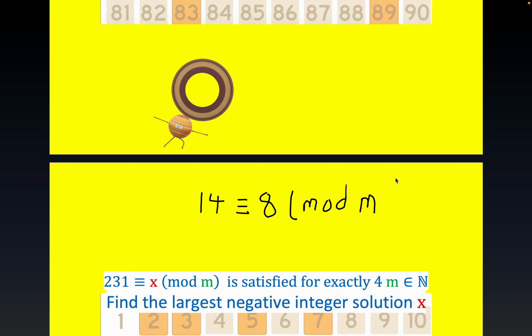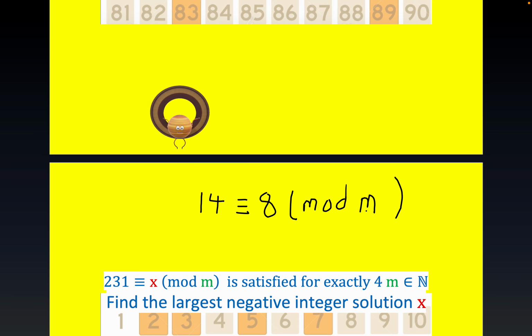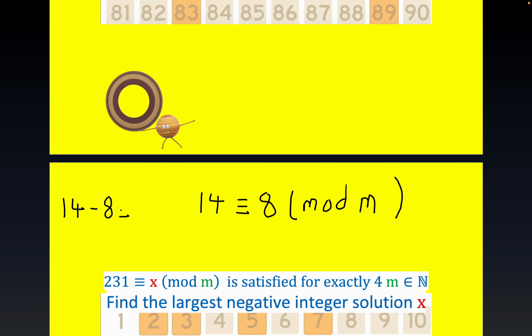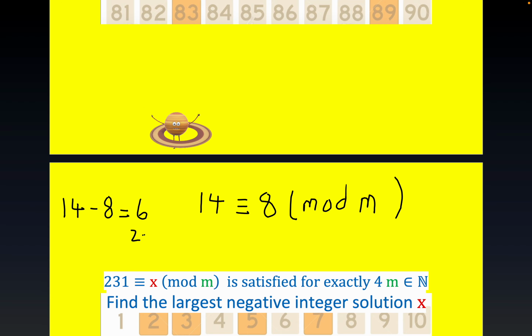How many moduli would satisfy this? Well, you know that 14 minus 8 is 6, right? 14 minus 8 equals 6 is pretty indisputable. But notice that 6 has 4 divisors. Now notice it's also equal to 2 times 3.